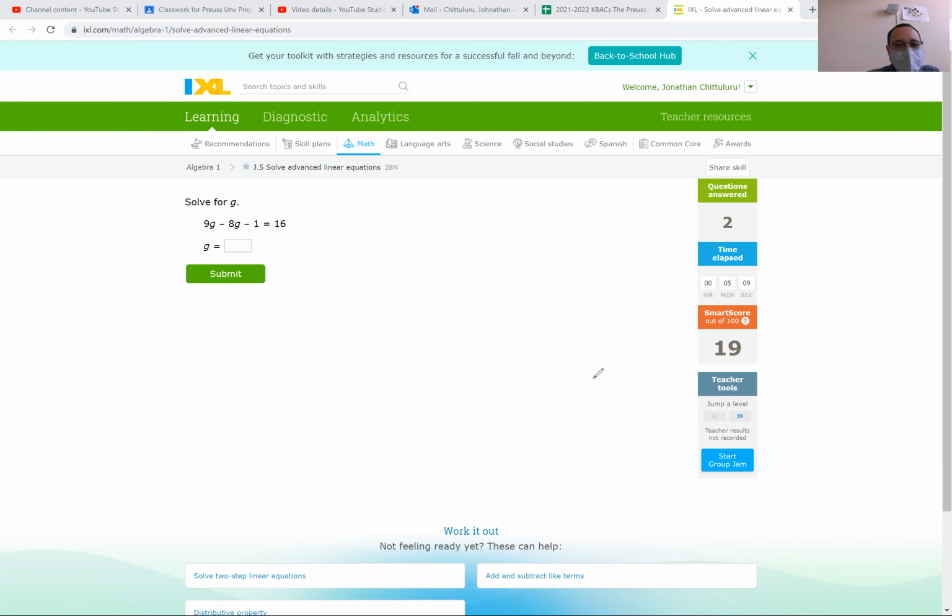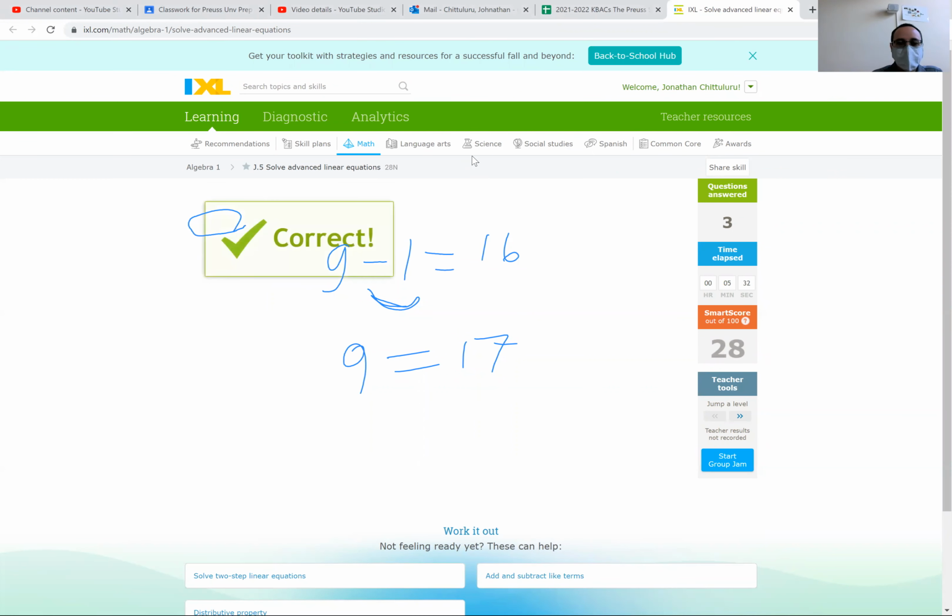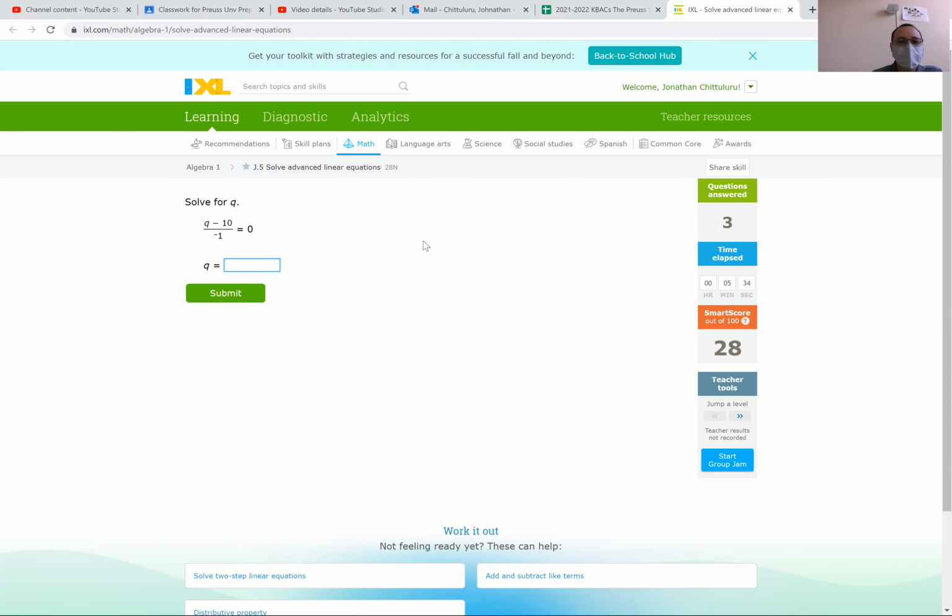Now we're trying to solve for g. This is a pretty easy one. We can combine these like terms to get g. So 9g minus 8g equals 1g, so g minus 1 equals 16. We just have to undo that subtraction by adding 1 to both sides. So g equals 17. Let's take a look at that. Great.